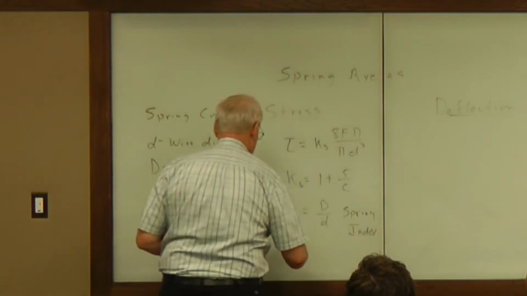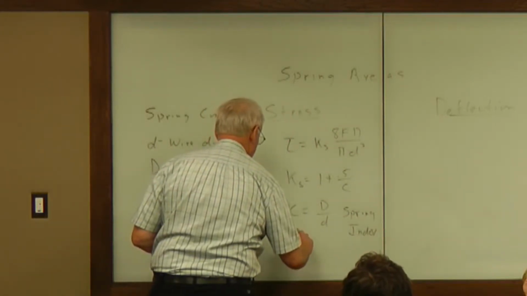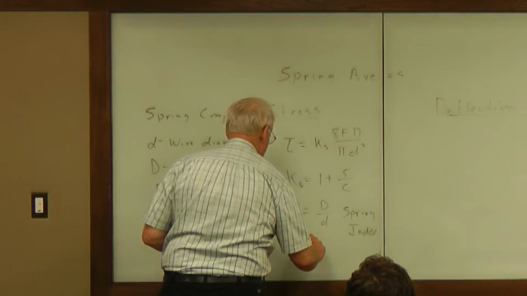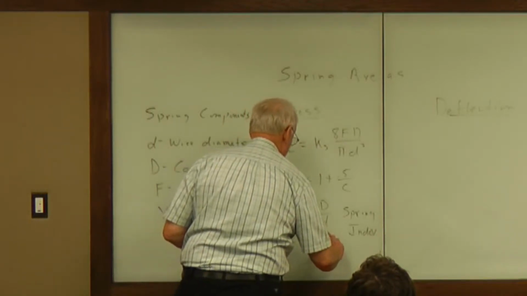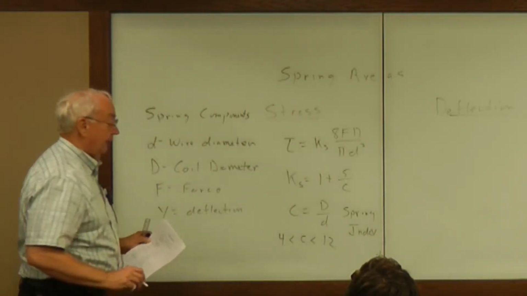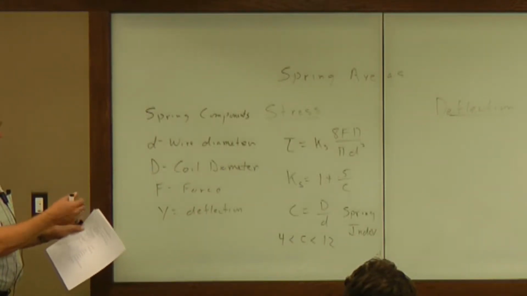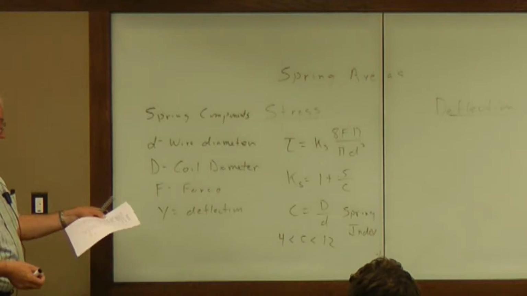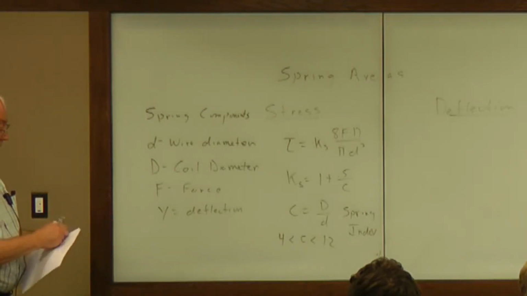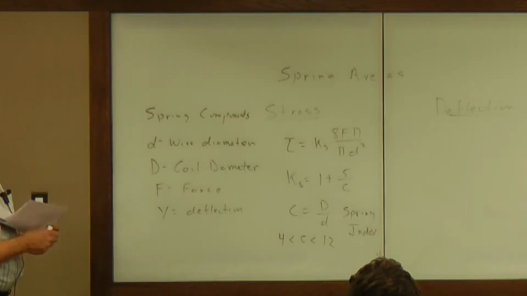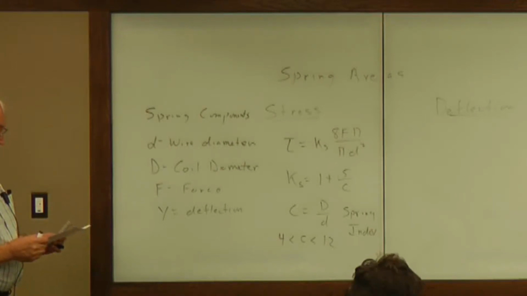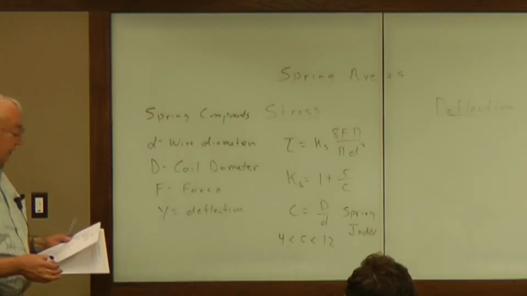Now the spring index is said best between 4 and 12. Of course, it has to be greater than 1 because it's the coil diameter divided by the wire diameter. If it were too small, you wouldn't have any space in the middle. Those are the stress equations. And you're going to have to satisfy stress equations.